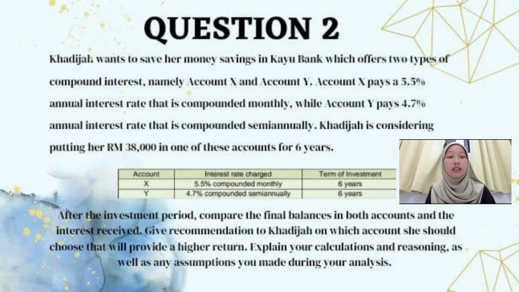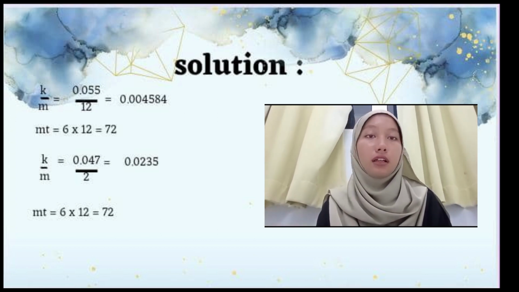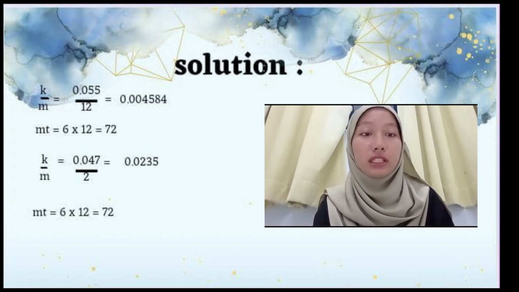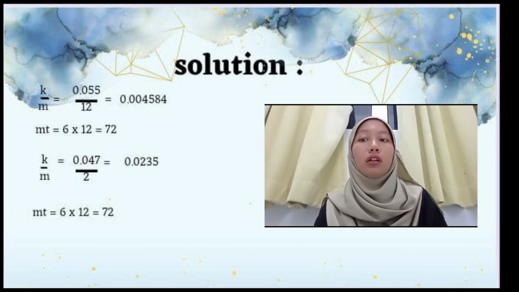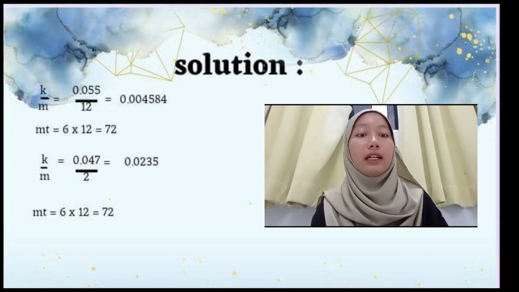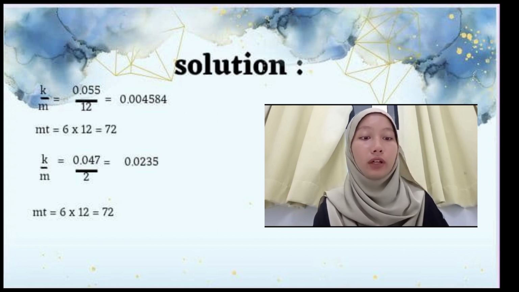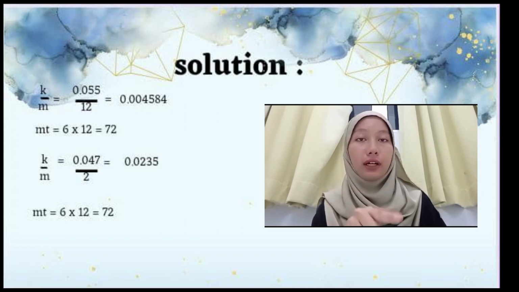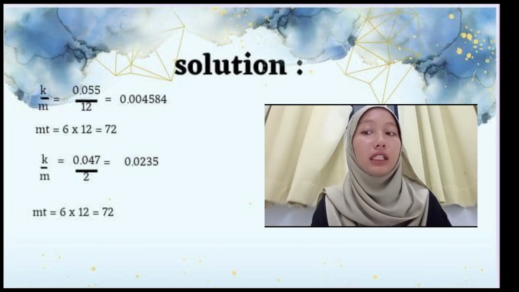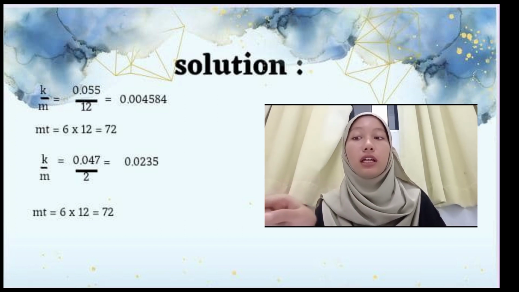For the income Y, the interest rate charged is 4.7% compounded semi-annually, and the term of investment is missing. I suggest you write down the information that they give you in the question on the answer paper. So for account X, K over M, they give you the rate 5.5, but you have to convert it to decimal, so it will be 0.055, and for the M, it will be 12. Why? Because it says 5.5% compounded monthly, so it has to be 12.